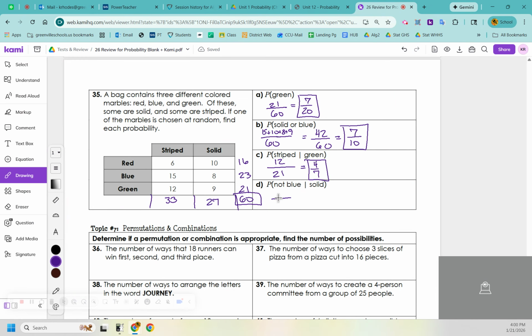And then solid, there's 27 and not blue. So out of these 27, just look at those 27, which ones are not blue are these 19. 19 out of 27. And that doesn't simplify, so that'd just be your answer.